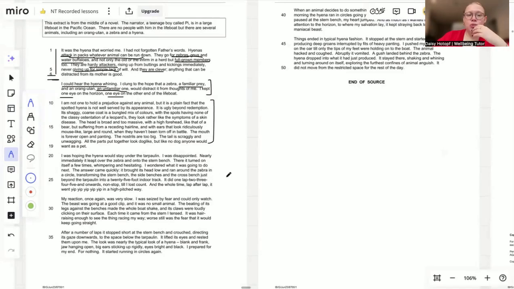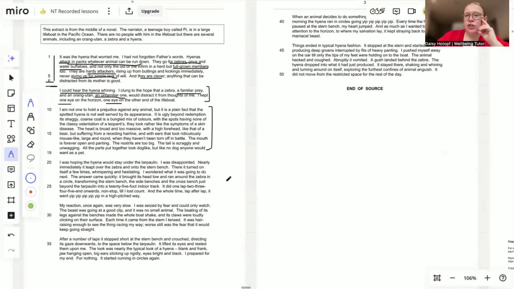And then what you might do is I would usually say for a student, you want to look at the beginning and end, to be honest. So you then look at the end. Things ended in typical hyena fashion. It stopped at the stern and started producing deep groans interrupted by its heavy panting. So you might look at how is this, and abruptly it vomited, right? The vomiting was abrupt, so it was quick. How is that conveyed through the sentence being short? Because it's abrupt. The sentence itself is fast, right?